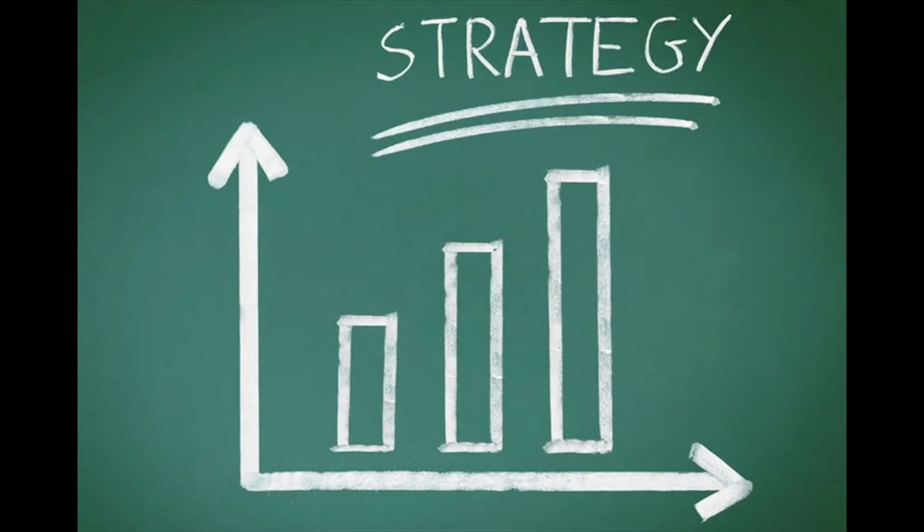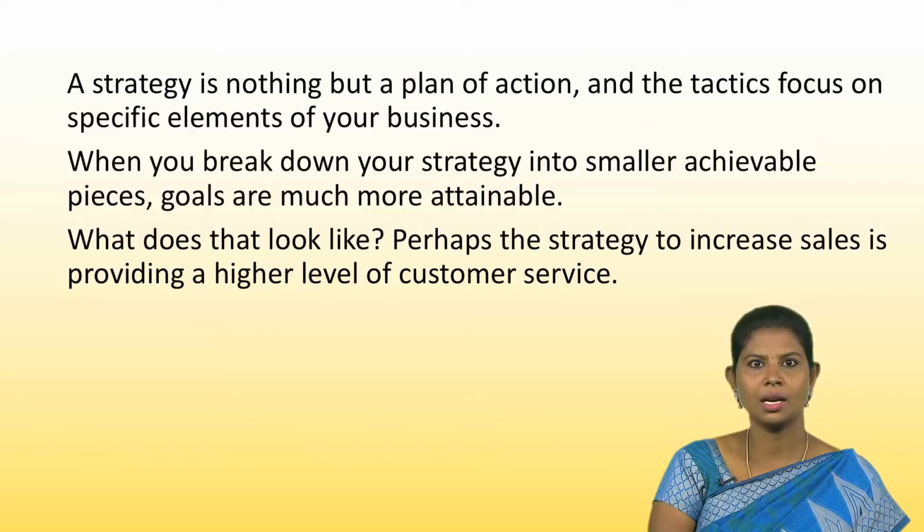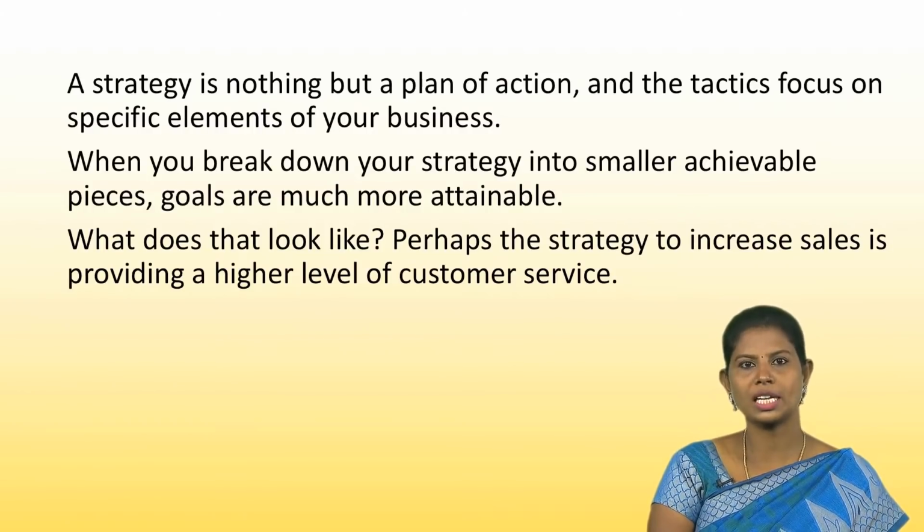Using strategies and tactics to reach the goal. In order to reach the goals that a company has set, it is mandatory to put a strategy in place and then assume tactics that enable the execution of the strategy. A strategy is nothing but a plan of action, and the tactics focus on specific elements of your business. When you break down your strategy into smaller achievable pieces, goals are much more attainable.